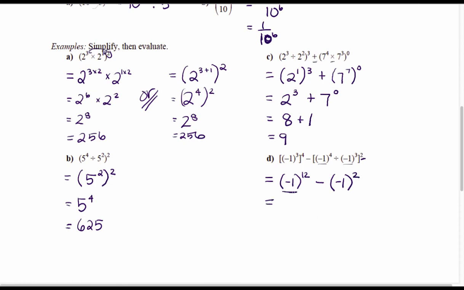Now we have a negative base, even exponent, so we know it's positive, and 1 to any exponent is simply 1, minus, again, a negative base raised to a positive exponent is simply going to be 1, and it'd be 1 squared, but we know that 1 to any exponent is simply 1. So it's actually 1 minus 1, which gives us 0. So this whole expression simplifies down to 0.